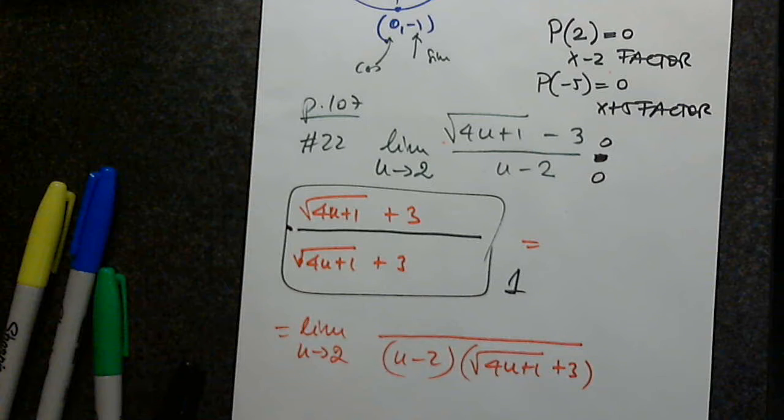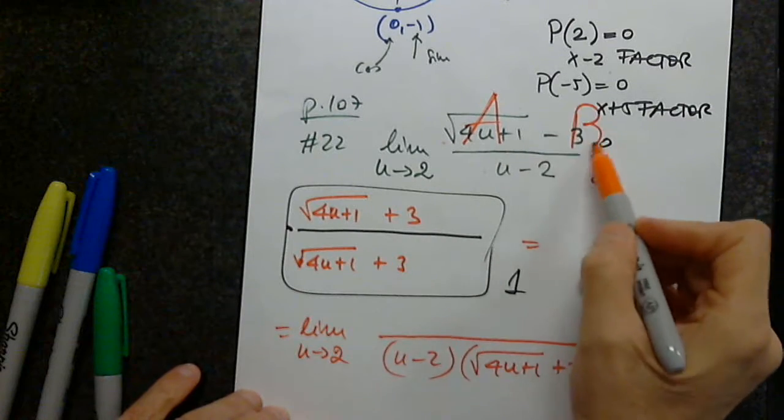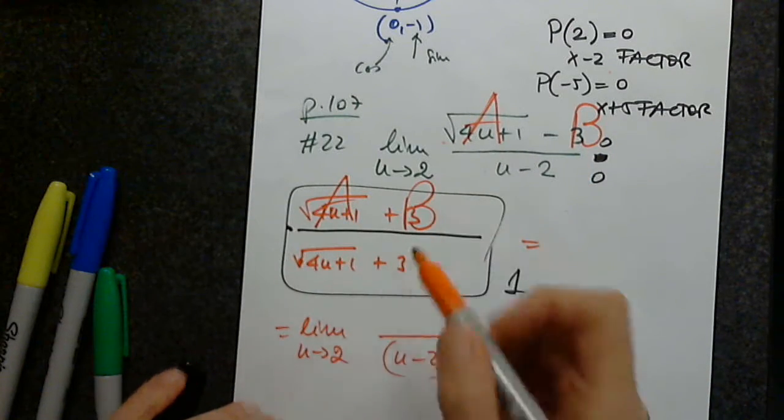And that's the reason why I started with refreshing your memory on 3 special products. So this is a minus b times a plus b. How do I multiply a minus b times a plus b?